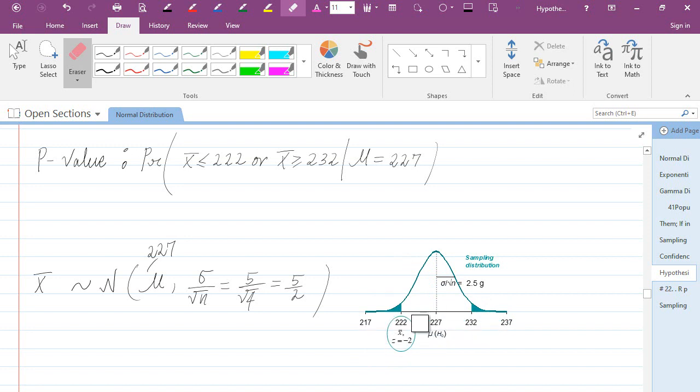So basically the distance between 222 and 227 is 5, and then on the other side of the mean we add 5 to get to 232. So again, in this case we are doing a two-tailed or two-sided test. So what values of the sample mean are more extreme than the observed one? Well, these are the values: values bigger than 232 or values less than 222, they are more extreme than the observed one.